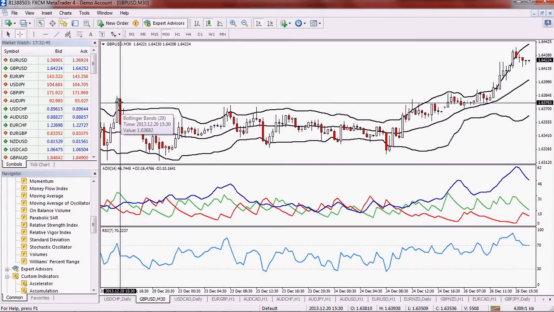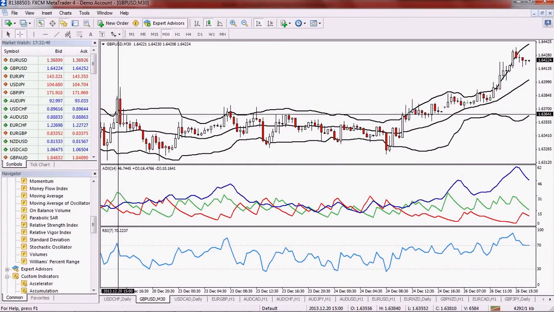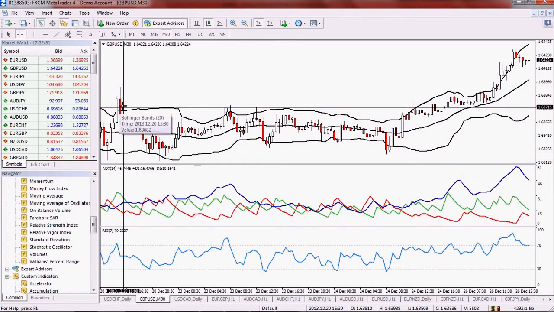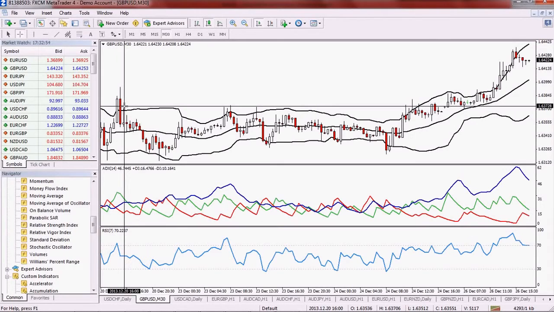And the candlestick should close above the upper Bollinger Band. So these are the three conditions that have to be met. If you see this one, the price has closed above the upper Bollinger Band. So that is your entry point.